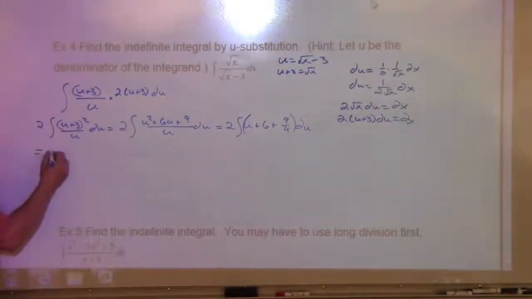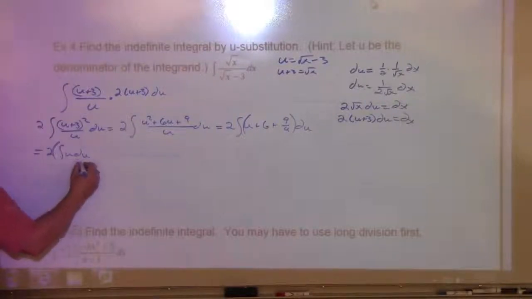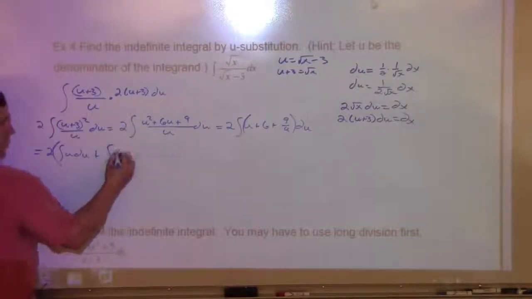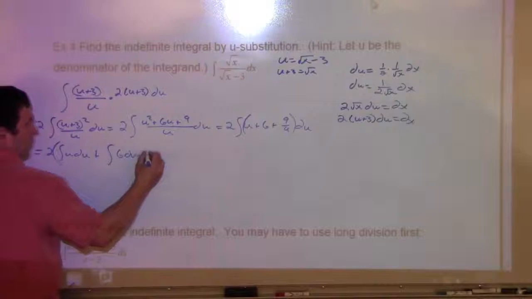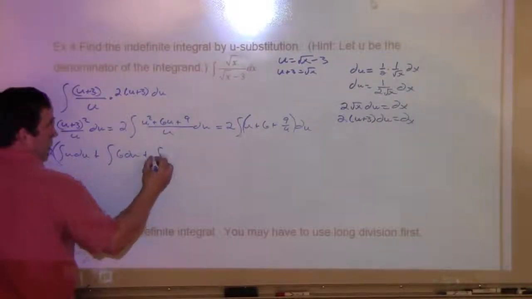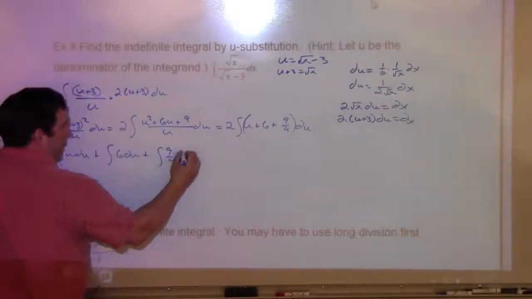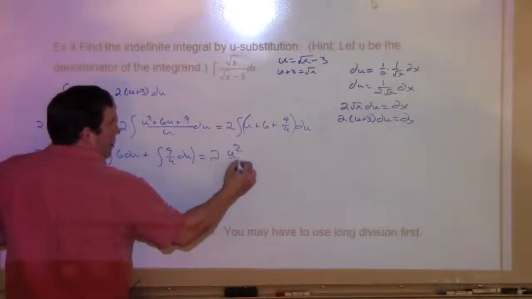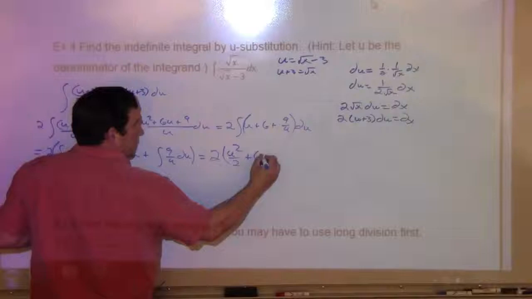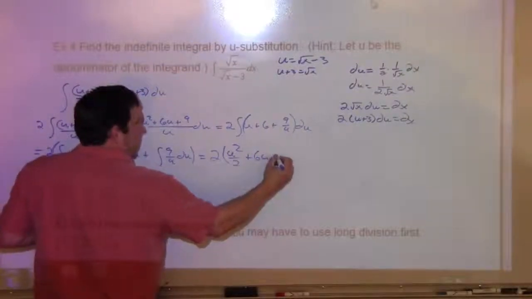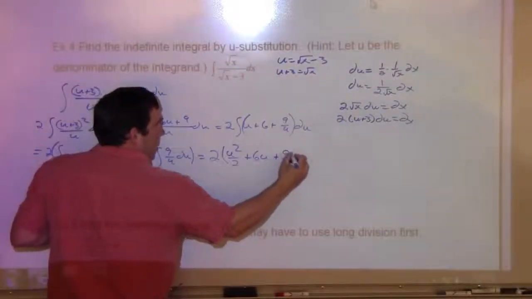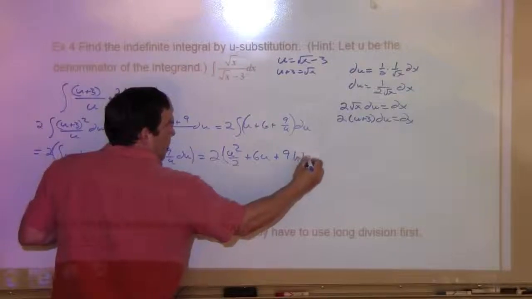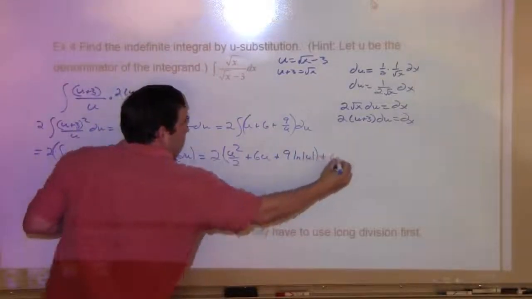So we end up with 2 times the integral of u du plus the integral of 6 du plus the integral of 9 over u du. That's 2 times u squared over 2 plus 6u plus 9 times the natural log of the absolute value of u plus some constant c.